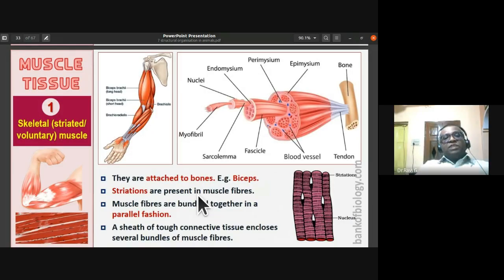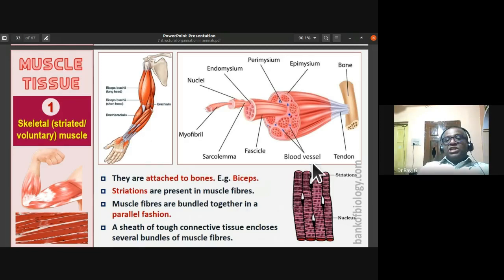The first one is skeletal or striated muscles, or voluntary muscles, because they are under our control. They have striations on them, and skeletal muscles are attached to bones. Example, biceps. Striations are present in the muscle fibers. You can see the light band, dark band. So the striations are seen in the muscle fibers. The muscle fibers are bundled together in a parallel fashion.